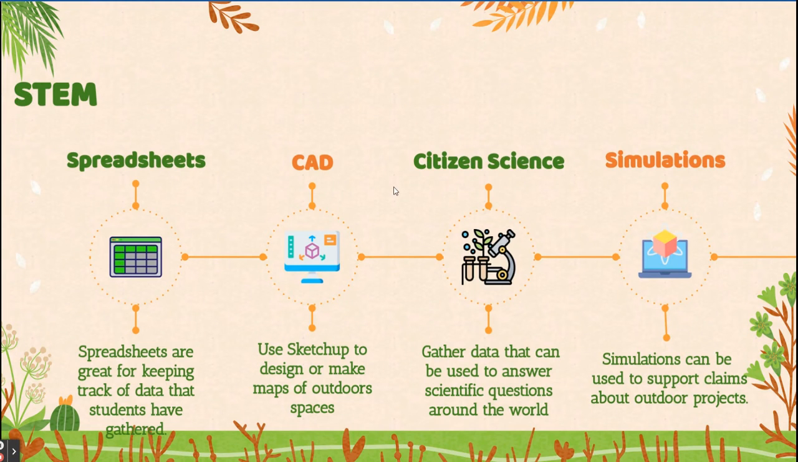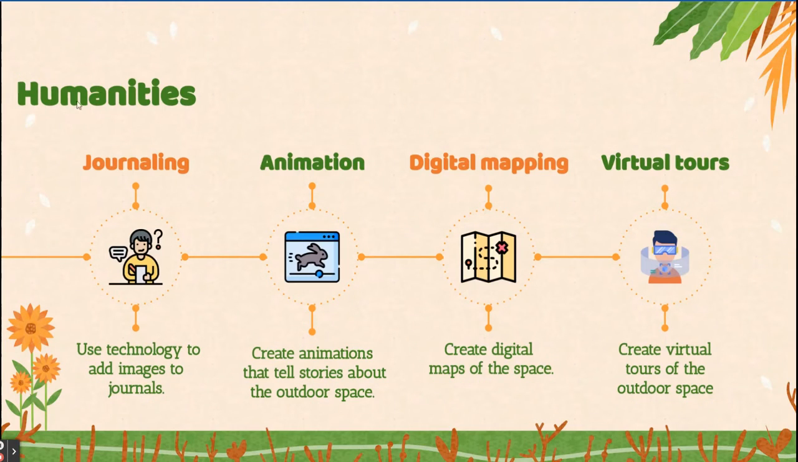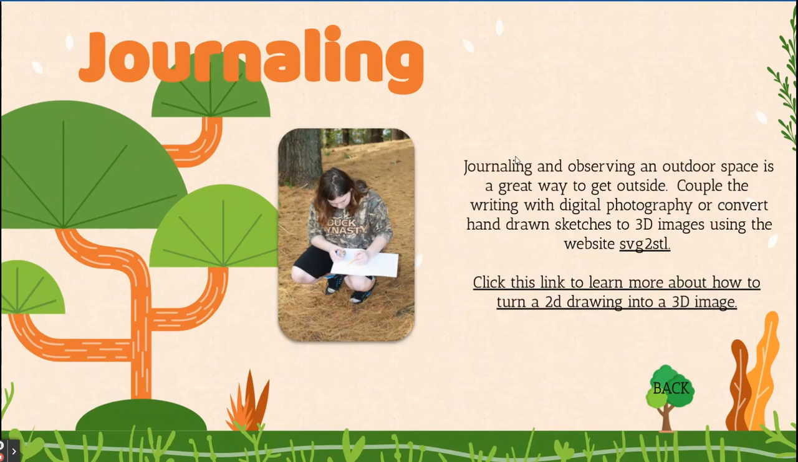These are kind of the STEM-focused ones. The next ones are more about the humanities. So let's look at this one. This is journaling. Journaling by itself, going outside and writing things down, is great. And if you have a computer that you're allowed to bring outside, you can have students type instead, or you can have them write and then bring it back in and put their thoughts on a doc of some sort.